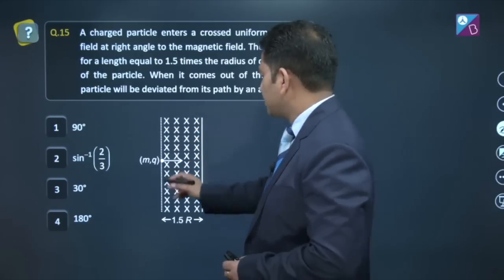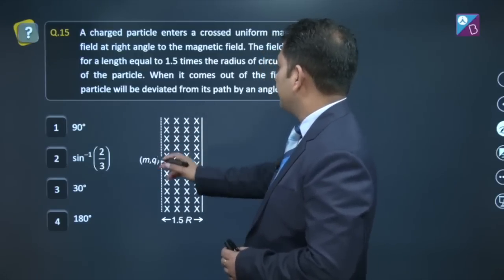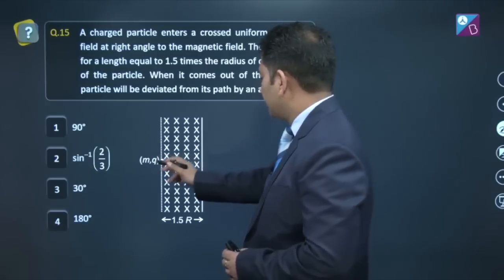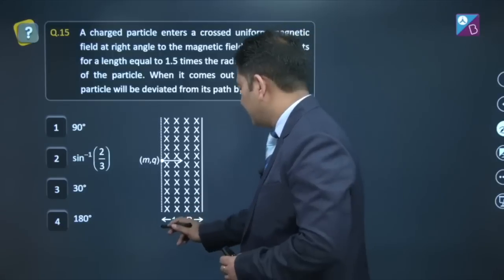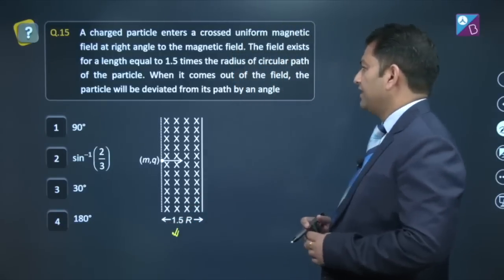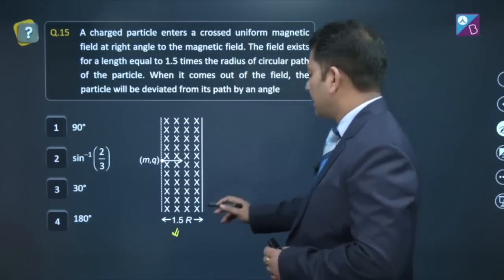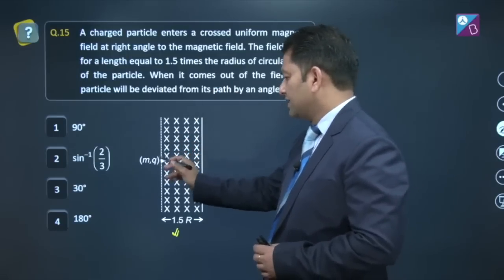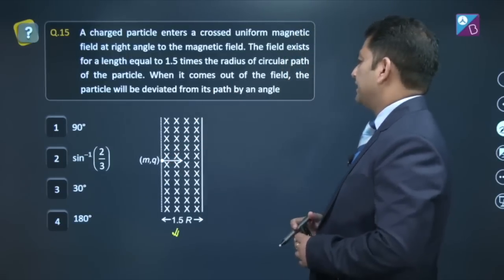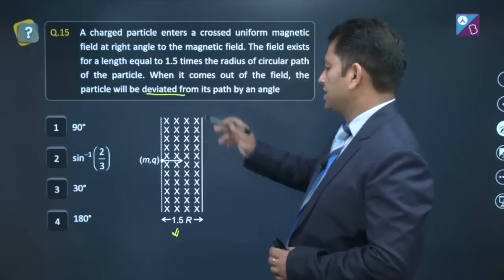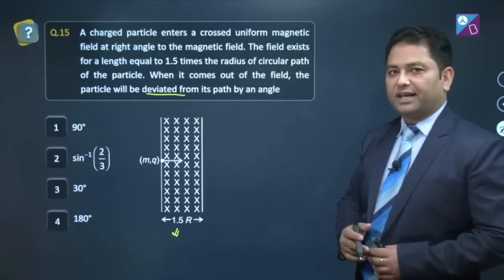There is this given charged particle of mass m charge q and it is projected into a transverse field. The range of the transverse field is 1.5 times r, which means r is the radius of the circular trajectory of this given path. हमें क्या निकालना? When it comes out of the field, what would be the deviation? That is what we have to find.